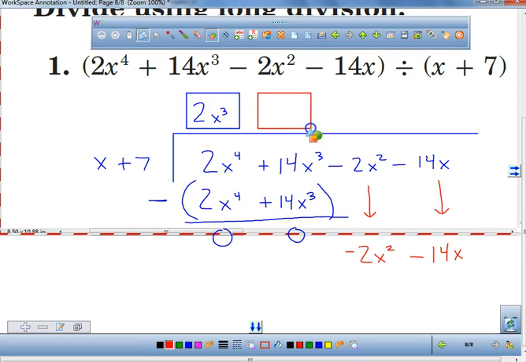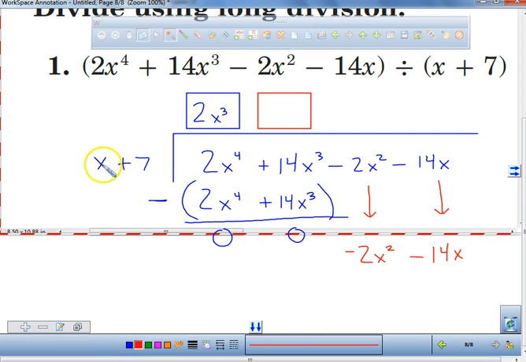Alright, I'm going to go ahead and change colors here. I'm going to go to a nice red box. And you're going to ask yourself, how many times does x go into a 2x squared? It goes into it negative 2x times. Now if you're wondering what we're doing, we're trying to figure out what number times an x gets me to a negative 2x squared.